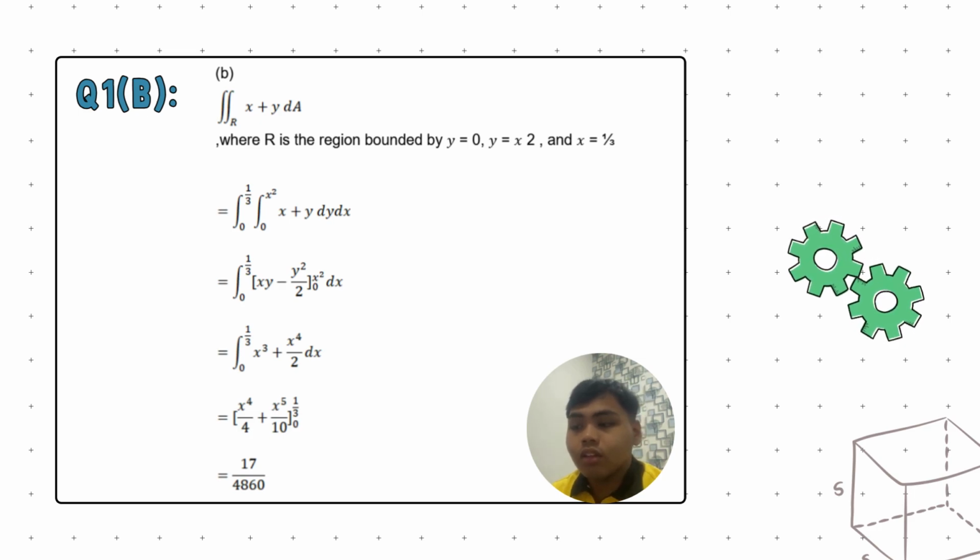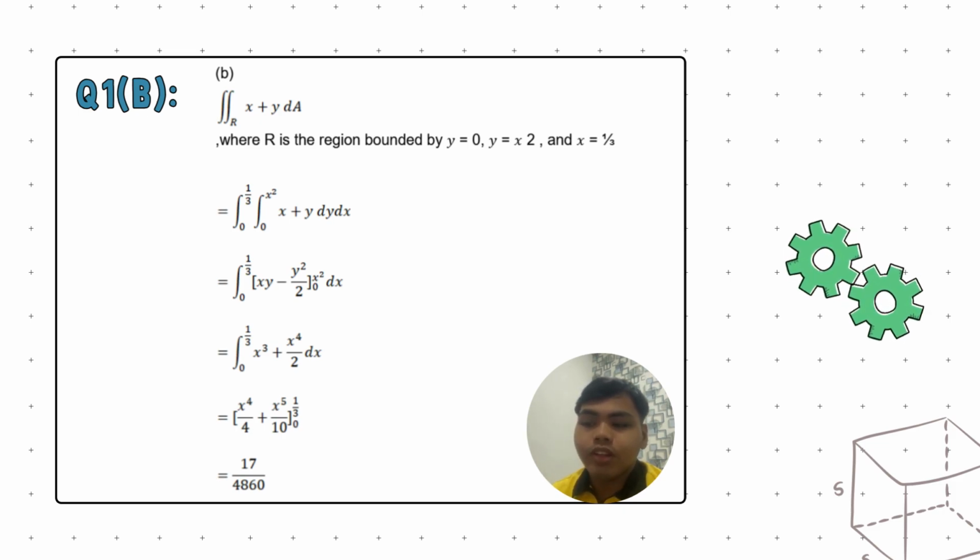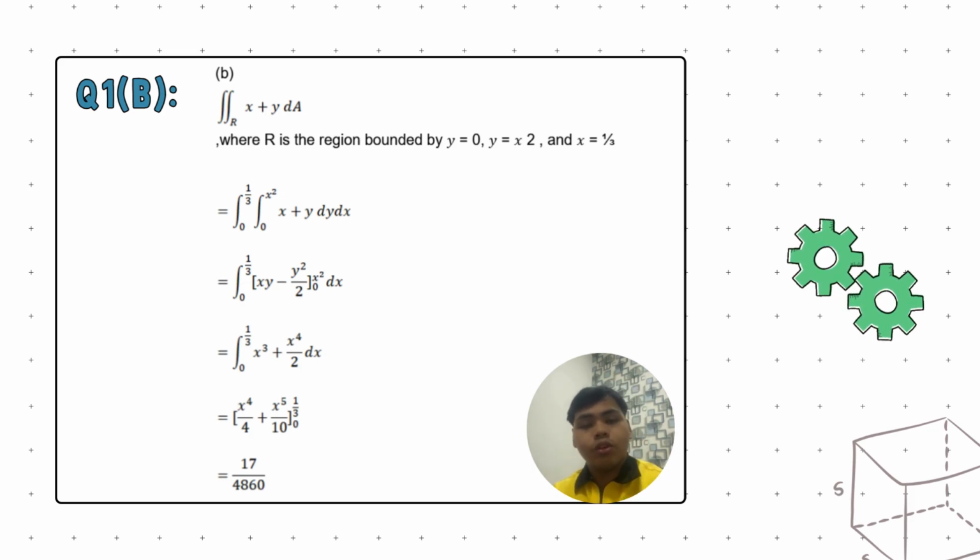And after that, we integrate with respect to dx, and we get the answer x to the power of 4 divided by 4 plus x to the power of 5 divided by 10, with the given values of x being 1 over 3 and 0. We substitute it back, and we get the final answer, 17 divided by 4860.